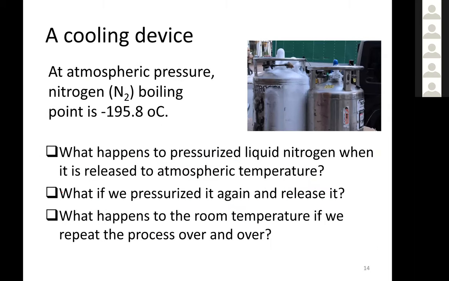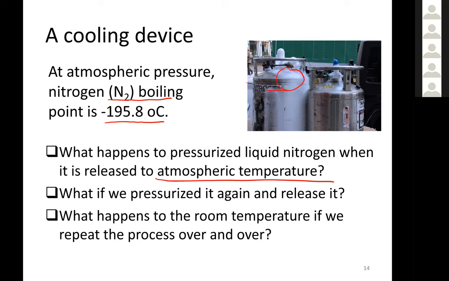Now, let's take this example here. At atmospheric pressure, nitrogen's boiling point is minus 196, or minus 195.8. This is extremely low temperature. And that's why we don't see nitrogen being used for cooling, unless in some laboratory and some industrial cryogenic processes where we need extremely low temperature. So what happens to pressurized liquid nitrogen when it's released to the atmosphere? In this case, if I just open the nitrogen, then I will immediately see this frost.